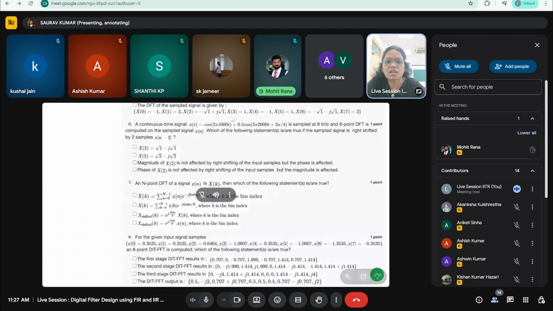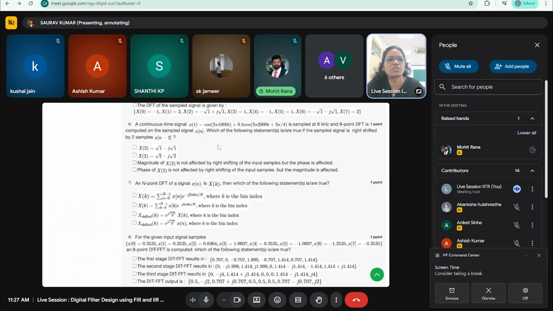And 6 is about, if you have the DFT of the unshifted signal, what should be the DFT of the shifted sequence. Okay, so you need not compute the whole DFT again for the shifted sequence. Use the shifting theorem and find the output.